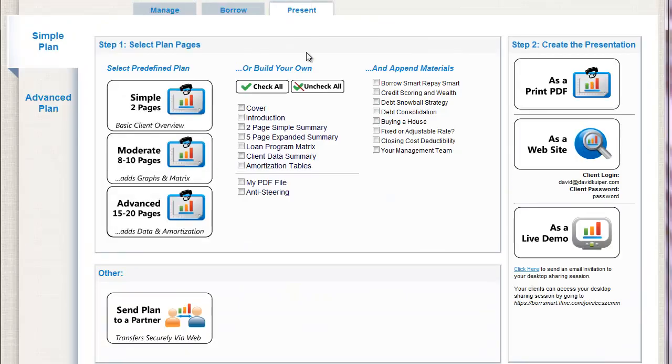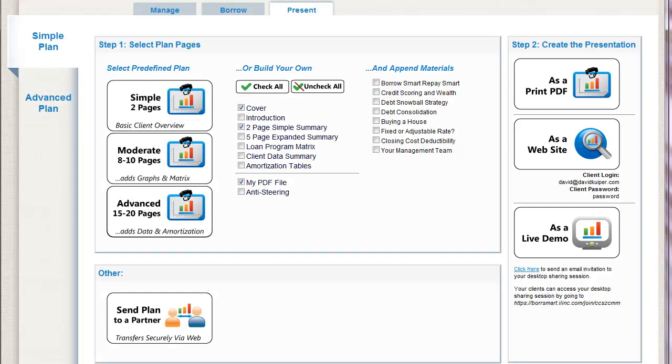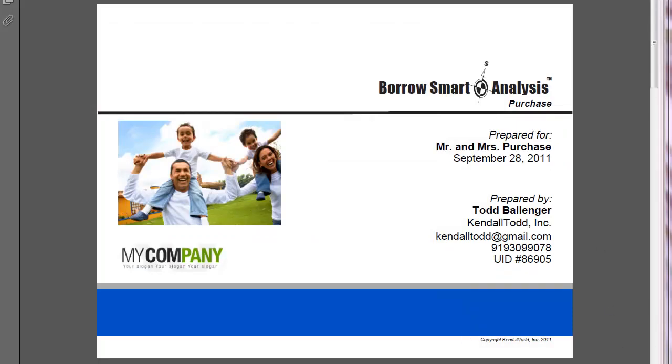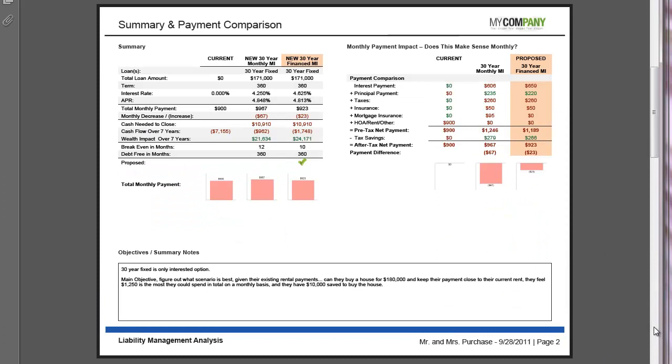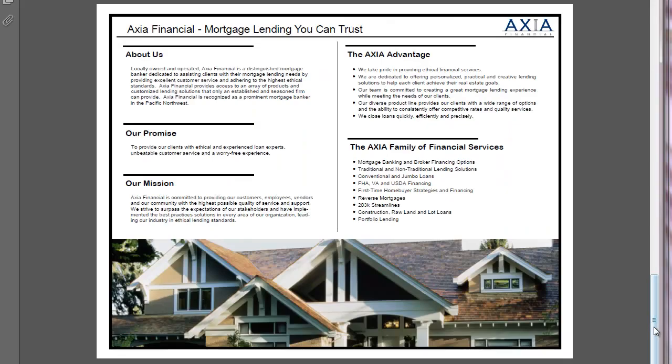That way, when you go in and do a plan for your client, what I could do now is I could click the cover page, the 2-page summary, and the My PDF, and I've got a cover page, a 2-page report for my client, and my company brochure. And when I click that, I've got a nice PDF presentation that I can use for my client. So isn't this cool? I've got my cover page, I've got my summary and my monthly payment impact, I've got my closing costs and my wealth impact, and then I've got my company brochure. Here's a great example from Axia Financial, just to show you how they put a nice 1-page brochure that works right into the overall presentation.